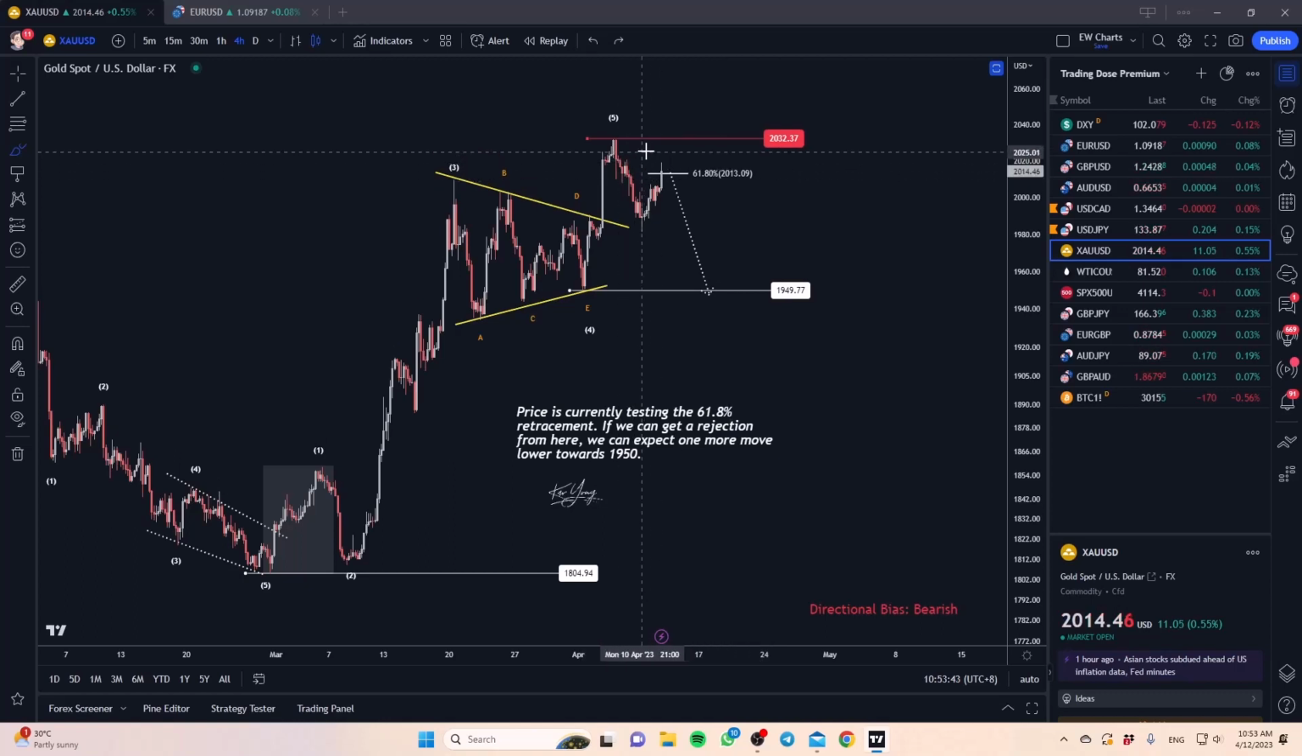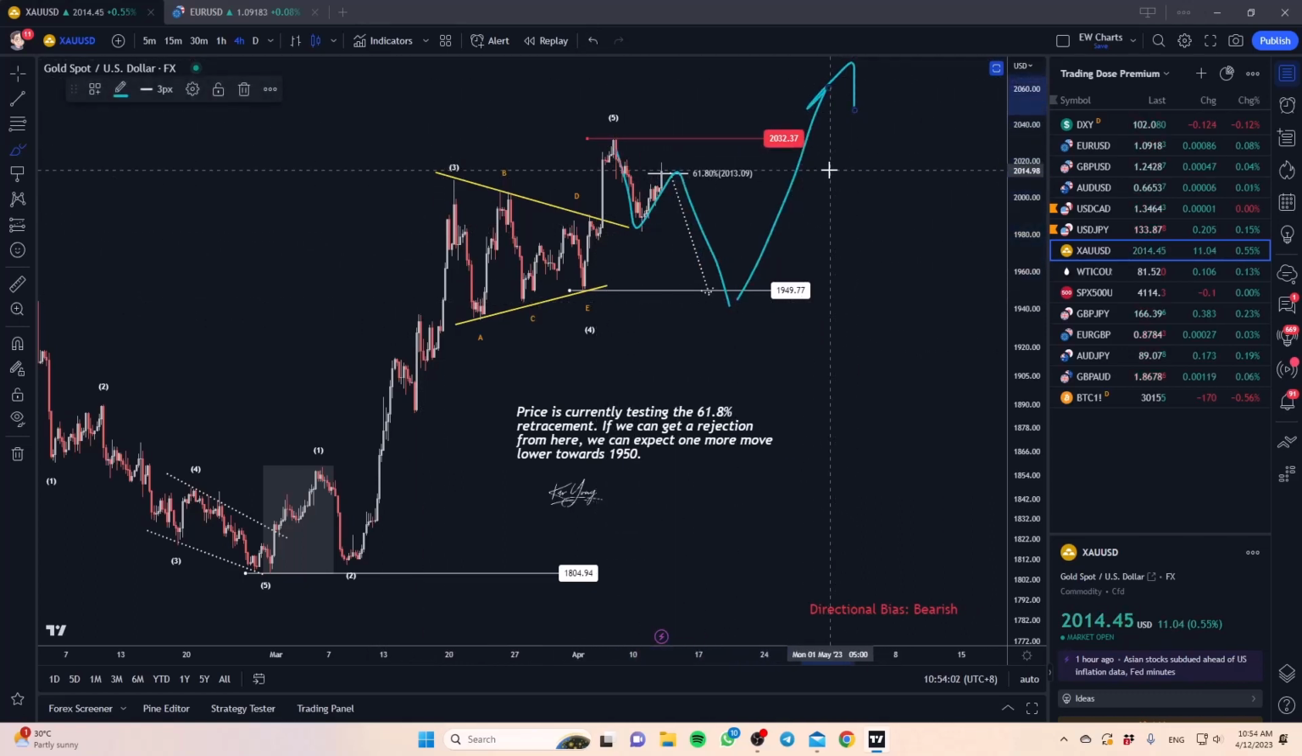Okay, so gold right now, as of what we're seeing, is retesting this 618. If you can get a rejection, then at least for a short run, we can aim for a target at 1950. Now, if that's the case, then what we can see is wave 3 and wave 5 may be done. And this is a 1, 2, 3 ABC, and then we can look for more upside from there on.